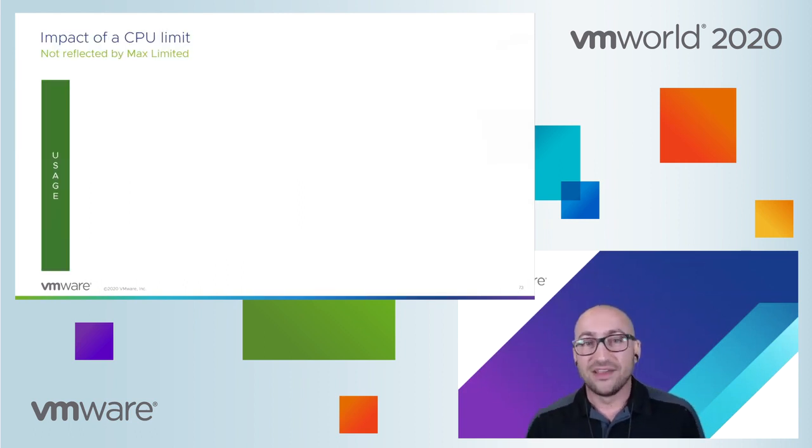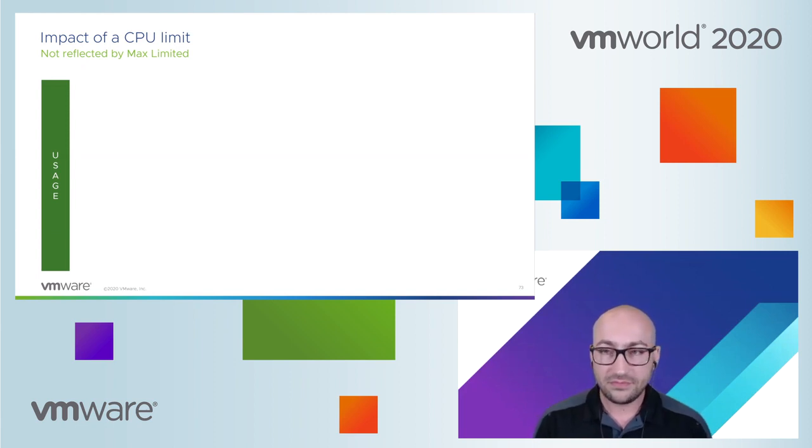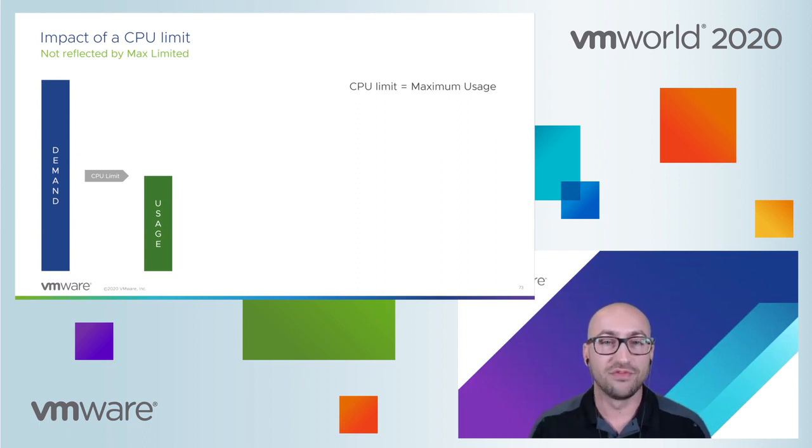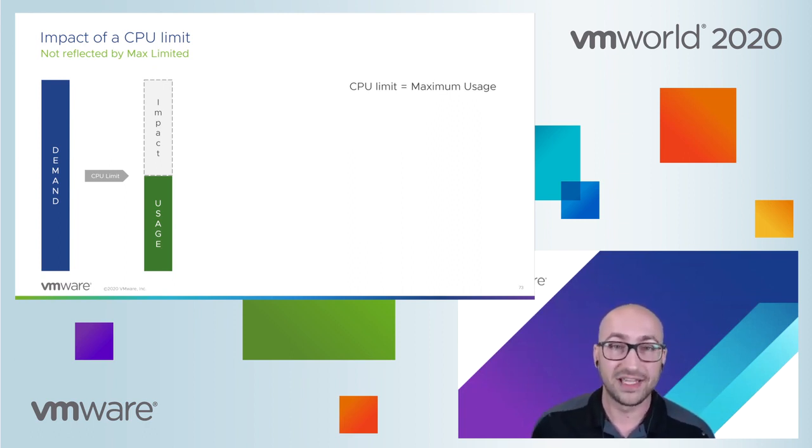Okay, now if you ever configure a CPU limit, if you're using vCloud Director, if you set CPU limits on resource pools or VMs, what is the impact? Because I very often see the answer, well, the impact is max limited. That's not quite accurate. If you have a certain usage and you set a CPU limit, what we promise you is that we will not go above that CPU limit. So your demand, what you could be using, is demand, but you will not use more than the CPU limit. And that's the impact, the difference between the CPU limit and your demand.